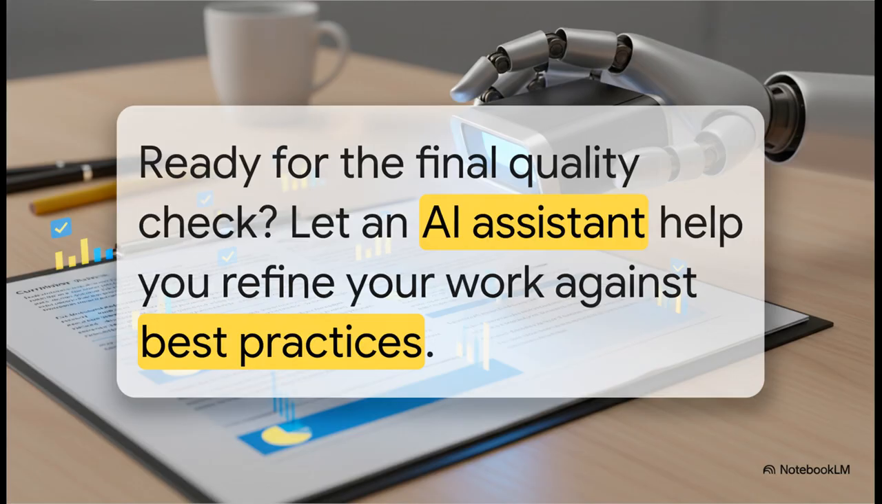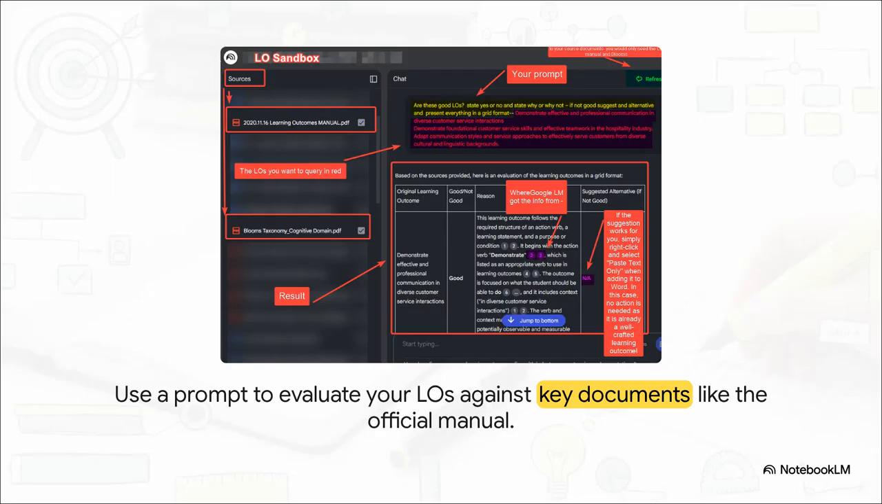Yeah, just think of it like having an expert co-pilot sitting right next to you. After you've done all the creative work of drafting your outcomes, you can use an AI assistant to run a final quality check. It'll evaluate your work against all the established best practices, and it does it in seconds. So how does this actually work? Well, it's super simple. You start by just loading your key documents, like an official manual or that Bloom's Taxonomy guide. Then you give the AI a prompt, you paste in the learning outcome you wrote, and just like that, it analyzes it for you.